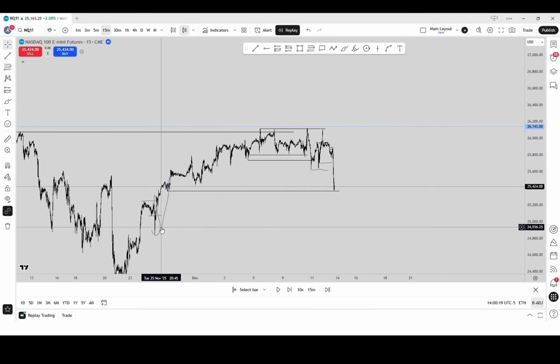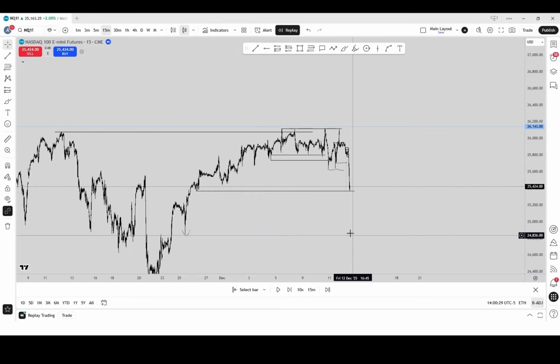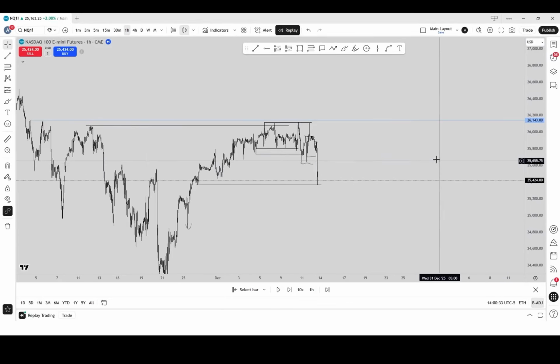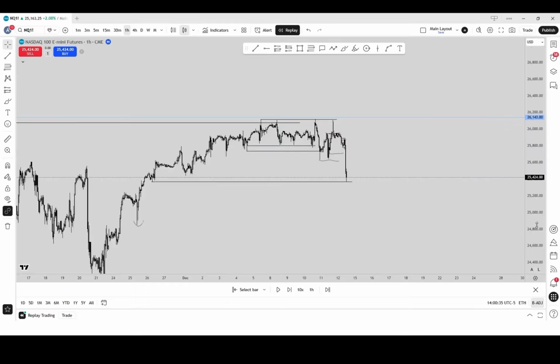But this didn't occur, right? We don't have a clear or a clean LB there. So I don't know if that low needs to get respected or not. All right, so this is a scenario where I would just wait. I'll look at a different pair.